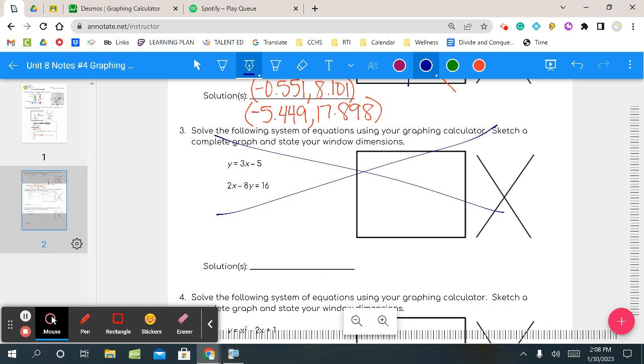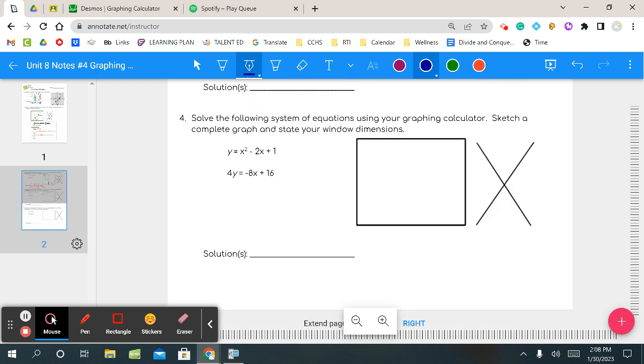Okay, let's go down. So number 4, it says solve the following using your graphing calculator, sketch the graph, and state your window. First equation I can put in my calculator, it's y equals. Now the second one, it's not in y equals. I need to get rid of that 4. So we're going to divide it out.